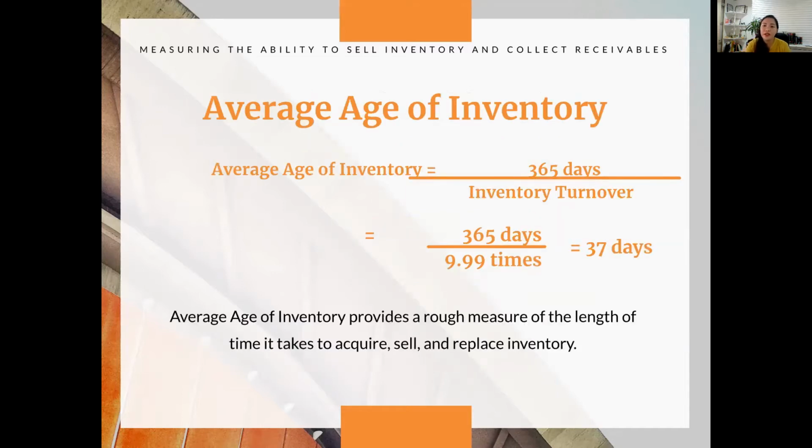So the average age of inventory is computed by 365 days over the inventory turnover. So for example, your inventory turnover calculated was 9.99. You divide 365 days by it. That means you are replenishing your stocks every 37 days. So average age of inventory provides a rough measure of the length of time it takes you to acquire or sell and replace the inventory in your warehouse or in your store.